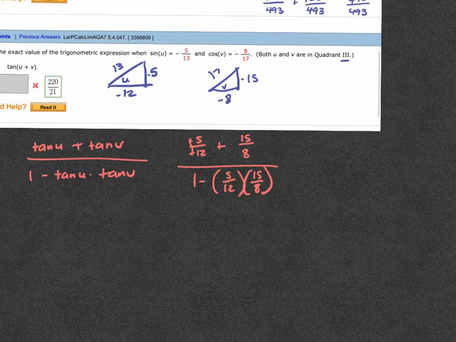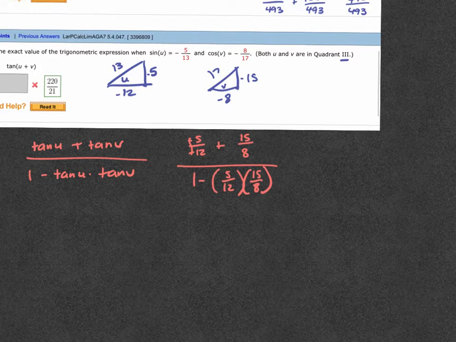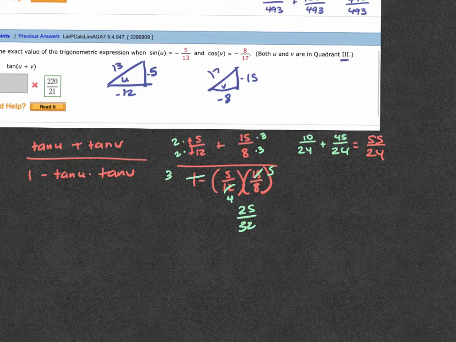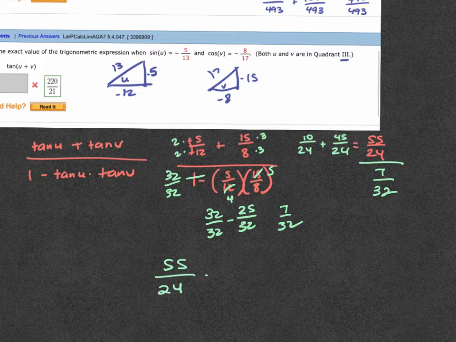times 15/8. So in the numerator, I have to change them so they have the same denominator, so I can make it 24. And that becomes 10 over 24 plus 45 over 24. This is 55 over 24. And then the denominator, this actually simplifies 4 and 5, and I get 25 over 32. Make this 32 over 32, and I get 7 over 32. And then keep, change, and flip. Both divisible by 8. 55 times 4 is 220, over 7 times 3, which is 21.